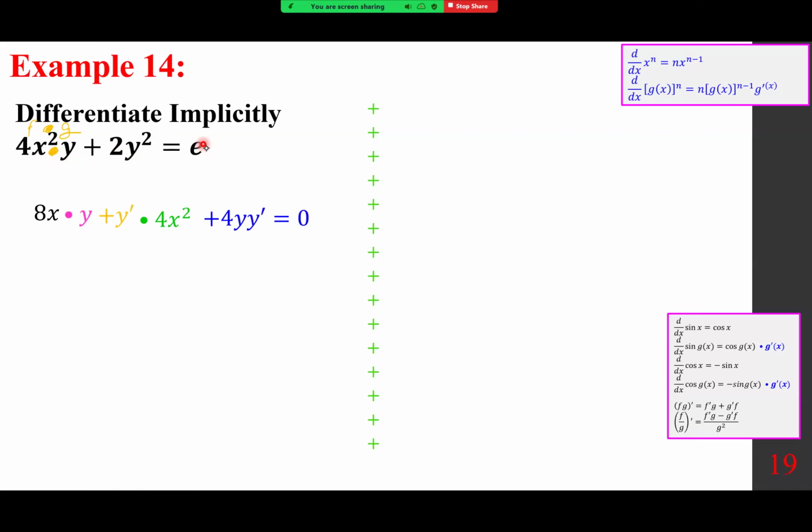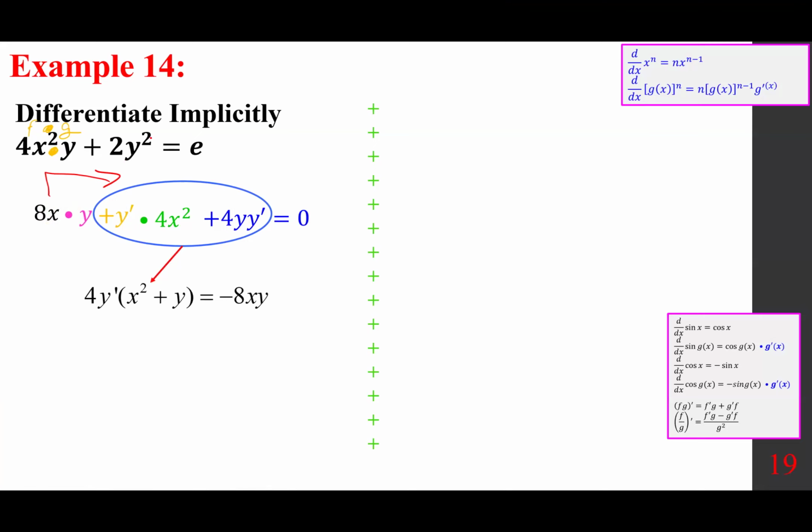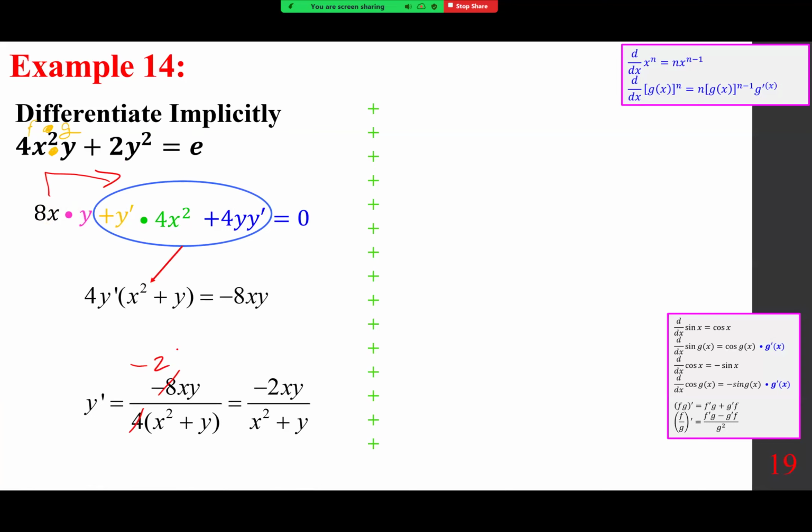We are going to use algebra to fix this, meaning we're going to put these two together, and we're going to move this one to the right, which becomes negative. And these two, you can take the 4y prime out. And now you divide by 4 times (x squared plus y). And when you do that, you simplify it to negative 2xy over x squared plus.